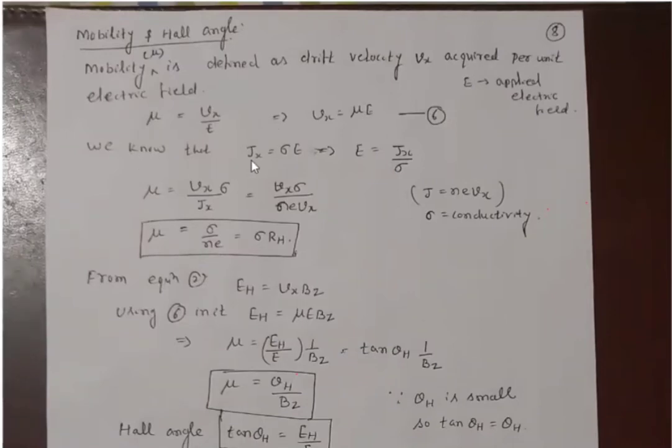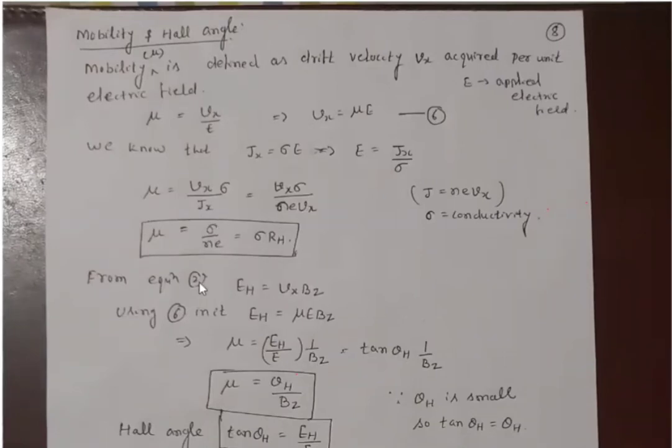So we know that Jx equal to sigma E. So E equal to Jx upon sigma. So mu can be written as mu equal to Vx, and we will replace E here with Jx upon sigma. So this is coming to be Vx sigma upon Ne Vx, because Jx equal to Ne Vx. So mu equal to sigma upon Ne, or sigma times RH. So this is basically the relation between the mobility and the Hall coefficient.